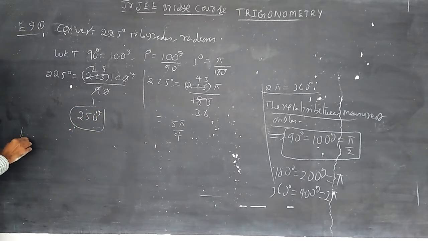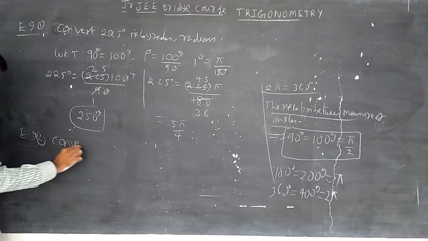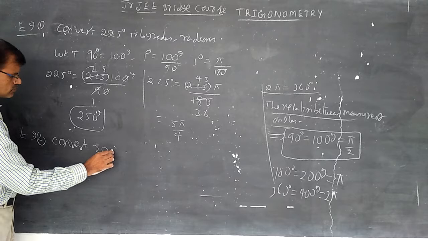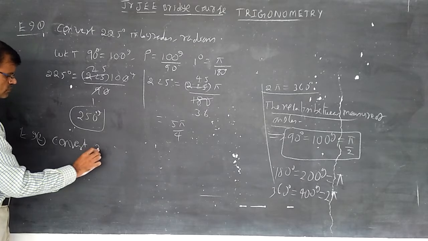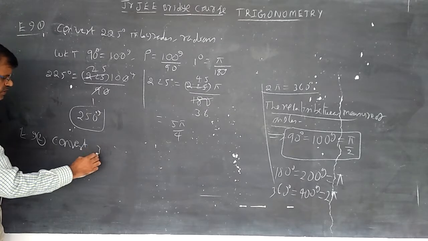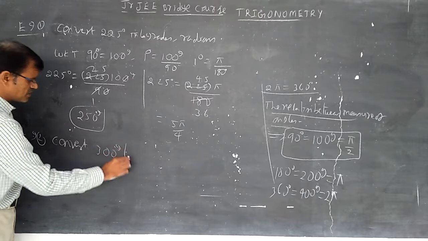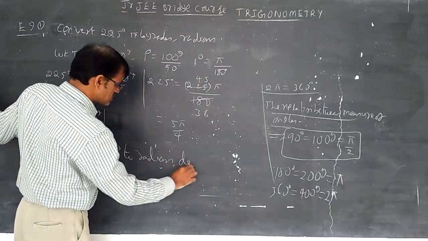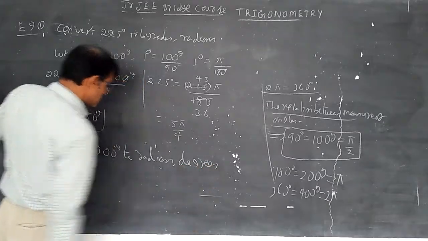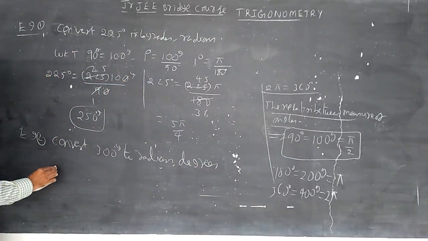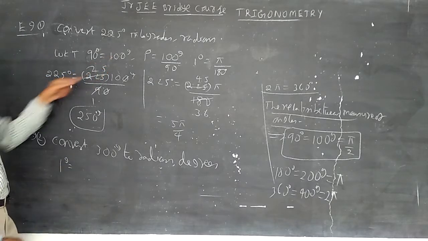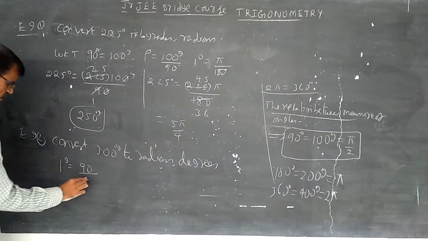Example 2, I am giving: convert 300 grades to radians and degrees, students.